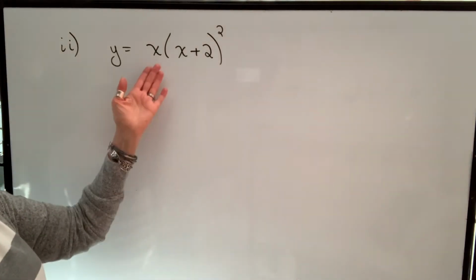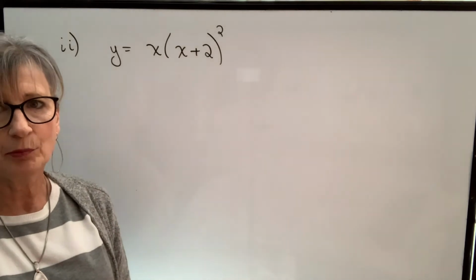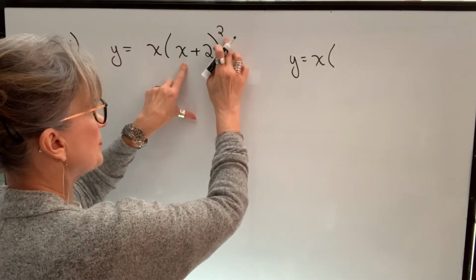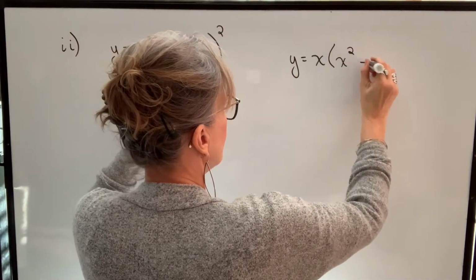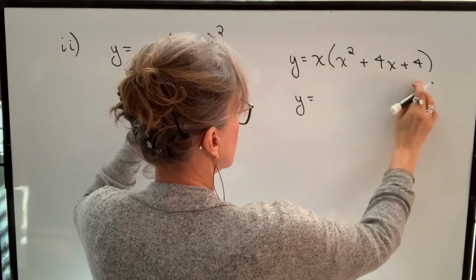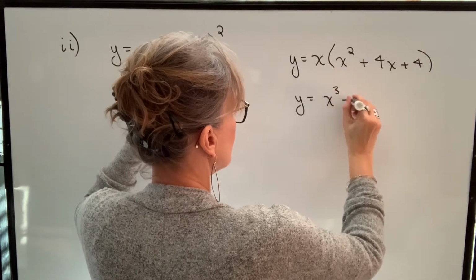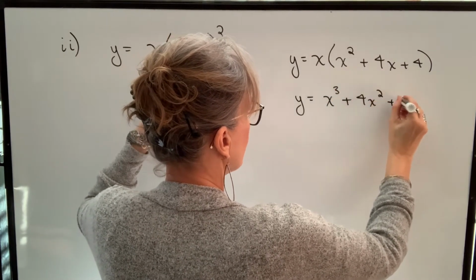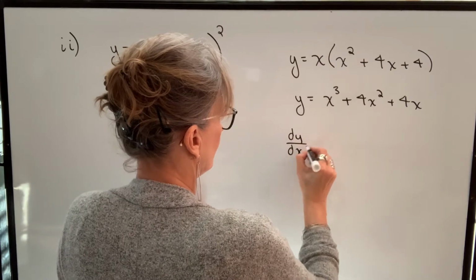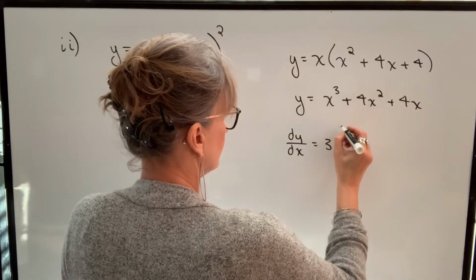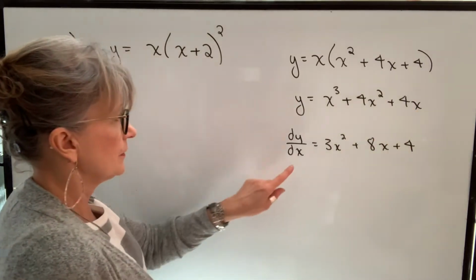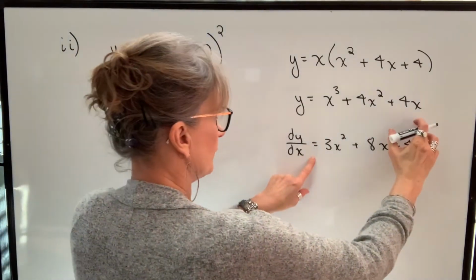In this next example, I actually could expand this and it would become a polynomial. So I could do that. If I take x plus 2 times x plus 2, if I square it, I'm going to get x squared plus 4x plus 4. And then I can multiply the x to every term to get x cubed plus 4x squared plus 4x. And then if I want to find the derivative, I differentiate the first function. So in order to find dy/dx, I just take the derivative of this polynomial.